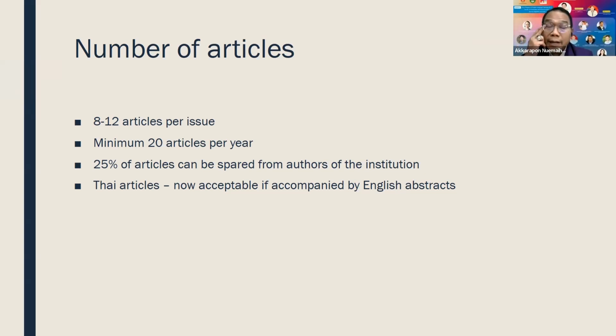Can I ask, regarding the number of articles in each issue, is it necessary to write about this in a journal policy or not? Yes, you have to. So what kind of articles, the scope, everything, you will have to put.